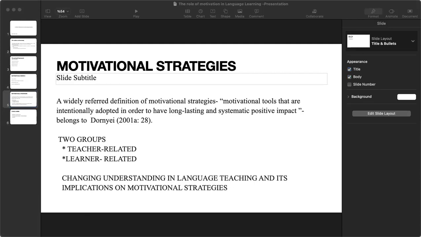So yeah, we can see that when the key role motivation plays is considered, it is of utmost significance to adopt strategies to enhance motivation while learning and teaching a language. But in today's changing world, we should keep this in mind because a lot has changed, and this also has some implications, reflections on motivational strategies.